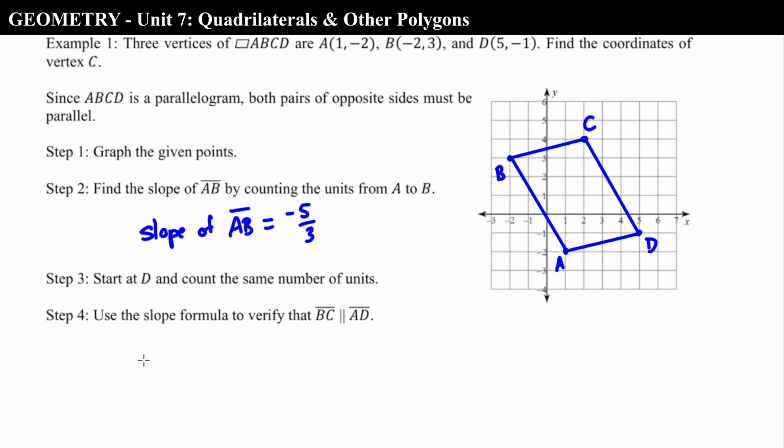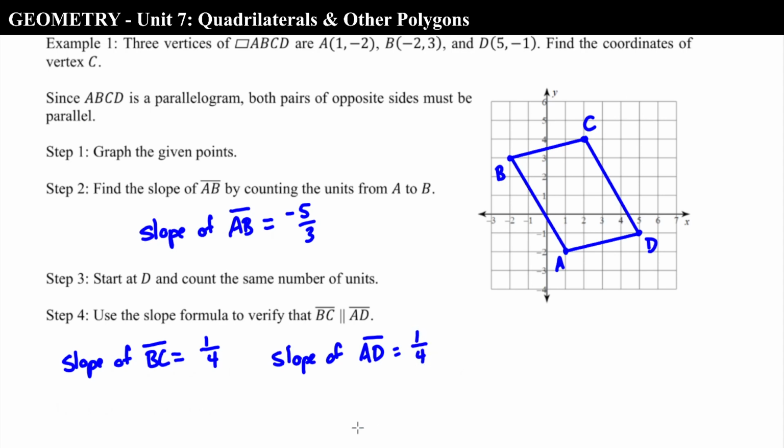So the slope of BC is, 1, 2, 3, 4. So rise of 1, run of 4, 1/4. The slope of AD, well, let's see, that's rise 1, run of 4, so this is also 1/4.